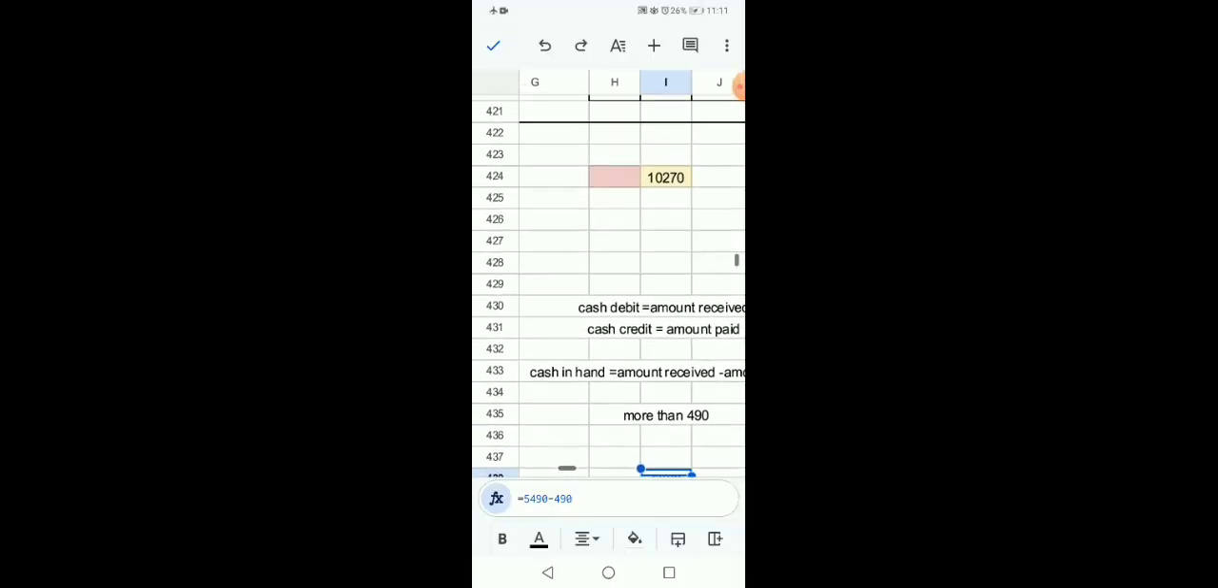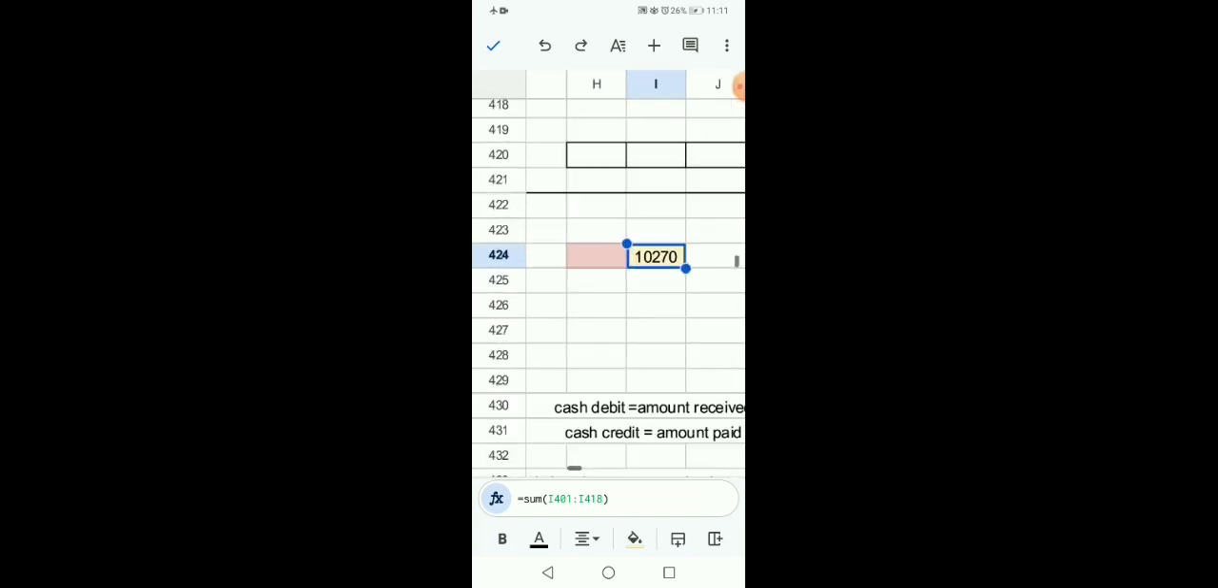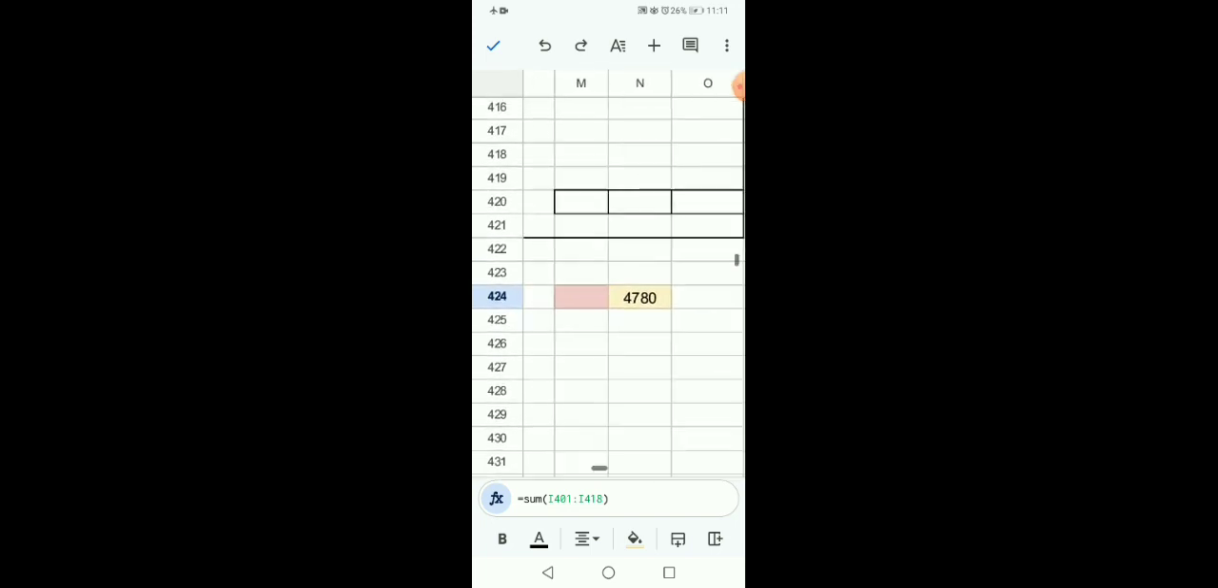For that, what we have done, we have summed up all the amount received and all the amount which we have paid. Amount paid was the sum of the credit side, amount received was the sum of the debit side. So it was the total amount which we have received, out of which this amount was paid. We have subtracted and come to know that this amount is still in our hands.